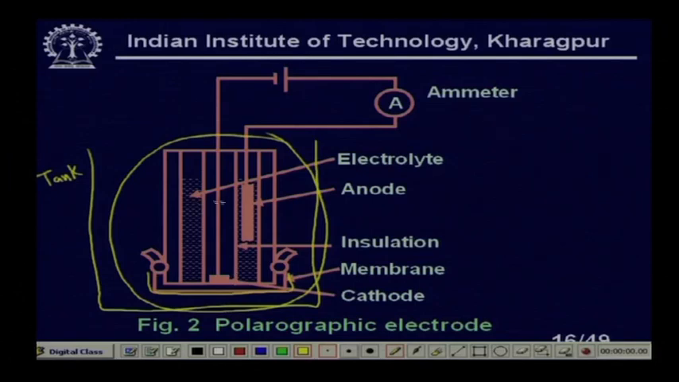Now, if I draw the actual diagram, it will look like this. As I told you, this electrode should come into the tank, and this entire electrode will be a very handy thing, basically cylindrical in shape. Let us look at that diagram. Let me take a white page. It will look like this. You see that it is cylindrical in shape, it's the entire thing.